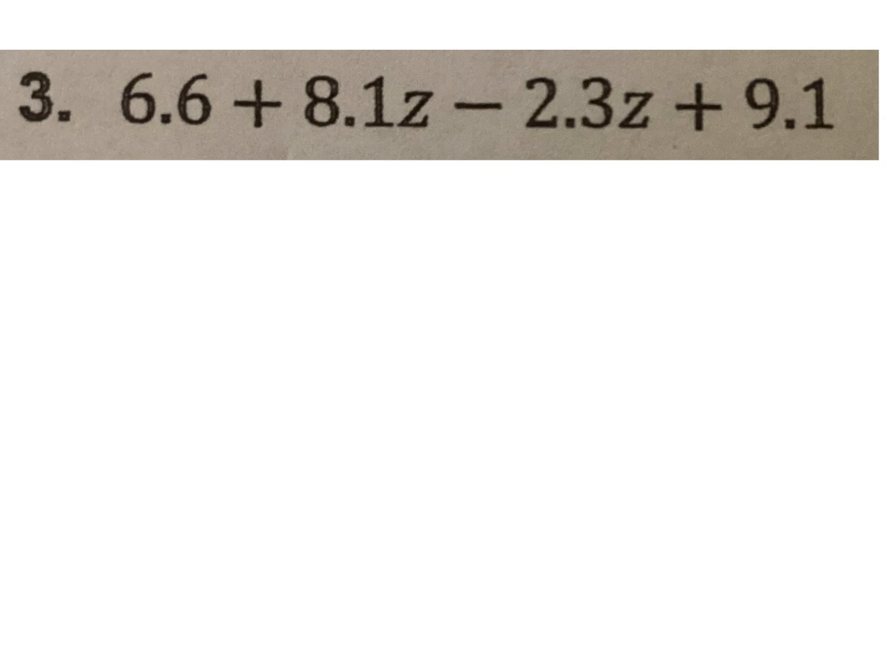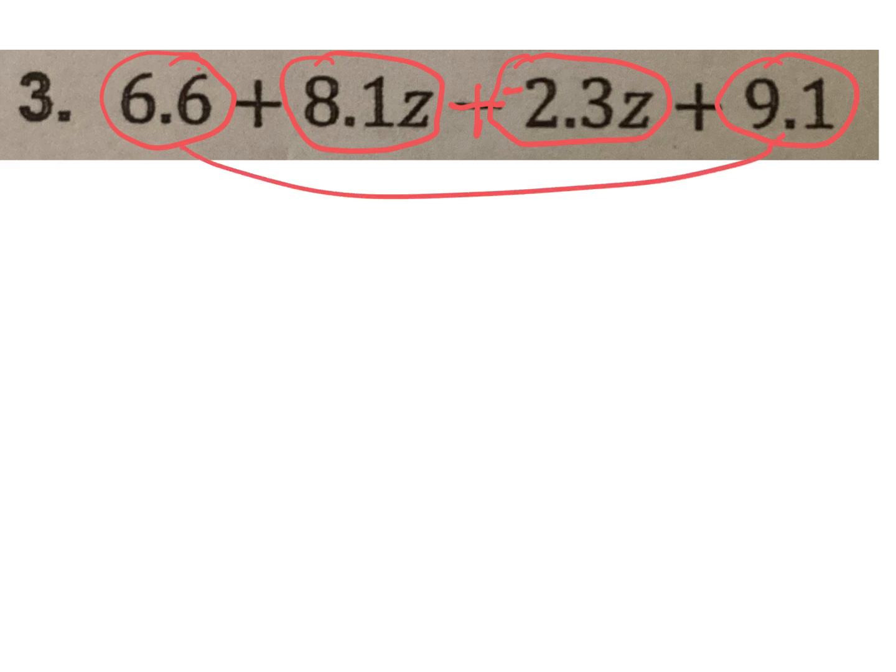All right, here's another simplifying. This time I only have one subtraction, so I'm going to take this and add the opposite. And so I have a 6.6, I have an 8.1z, I have a negative 2.3z, and I have a 9.1. All right, if I put the two constants together, that's a positive plus a positive. It's going to give me a 15.7.